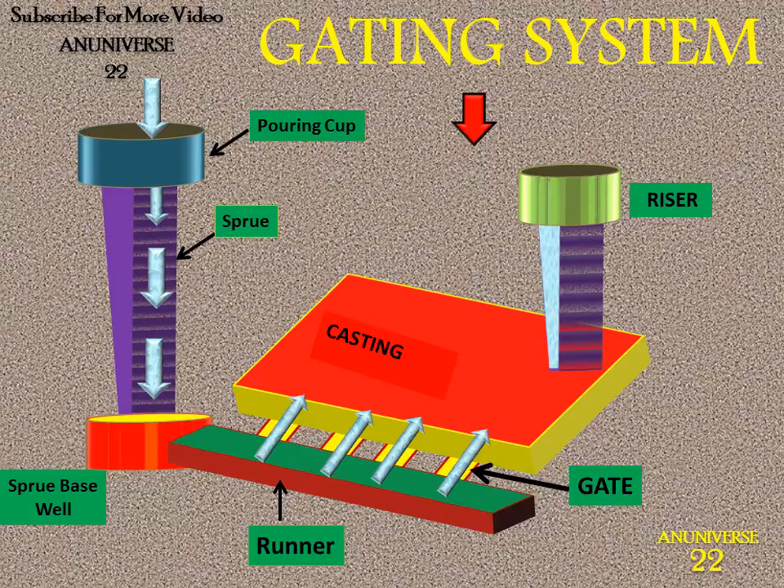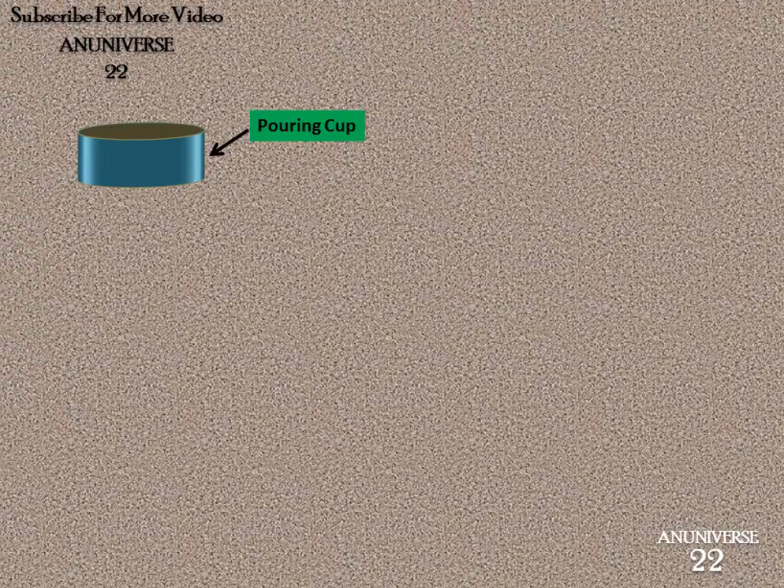So now the elements of a gating system. The first element of the gating system is the pouring cup or pouring basin. The main role of the pouring basin: molten metal is poured into the pouring basin, which acts as a reservoir from which it moves smoothly into the sprue, and the pouring basin is also able to stop the slag from entering the mold cavity by means of a skimmer.